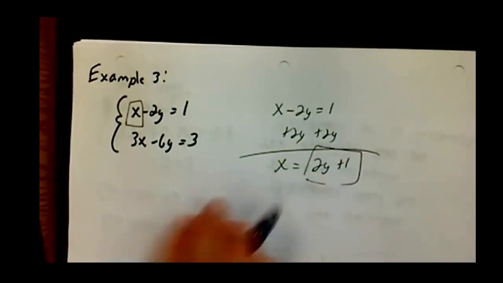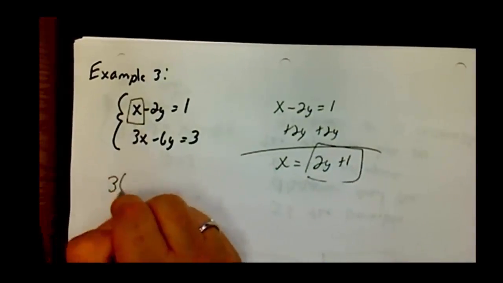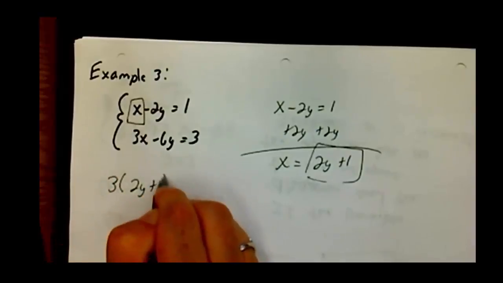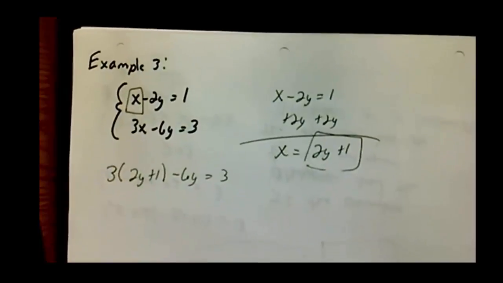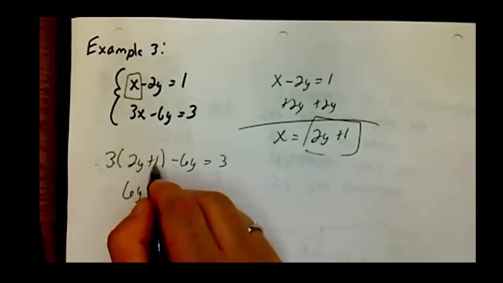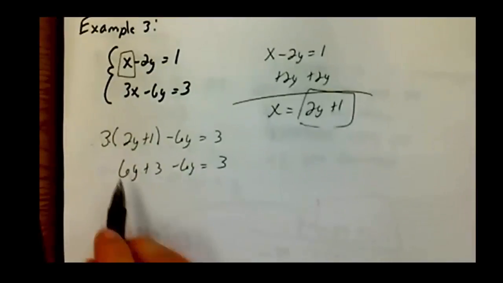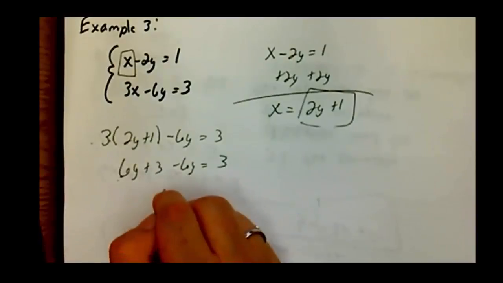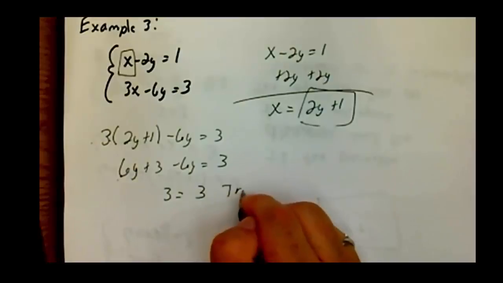This time, it replaces x, not y. So now I can replace x with it and solve it for y. 3 times 2y is 6y. 3 times 1 is 3. Minus 6y equals 3. Here, both variables disappear again, but I have a true statement.